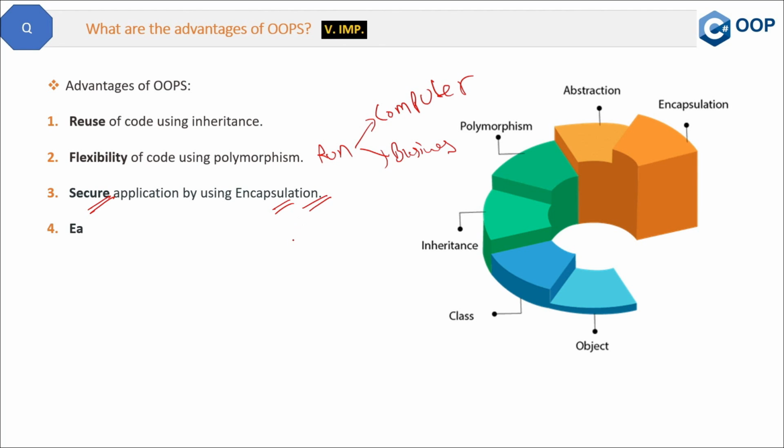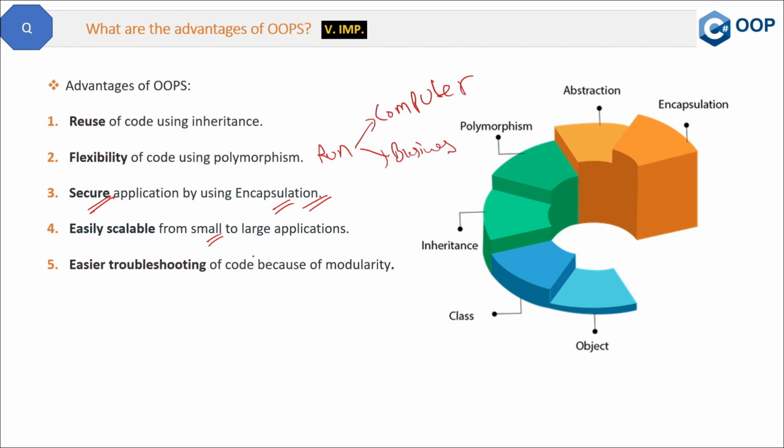Next advantage of OOPS is OOPS systems can be easily upgraded from small to large system. This means if you follow OOPS, then you can add more and more functionalities in your application easily in future, which is good for enterprise level application. Maybe your application is small now, but it can accommodate any number of changes in future if you are following the OOPS concepts. Last advantage is modularity for easier troubleshooting.